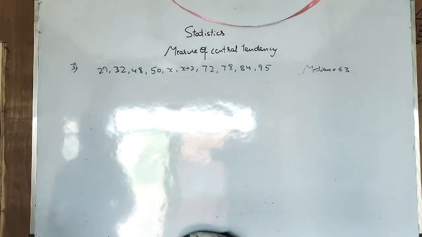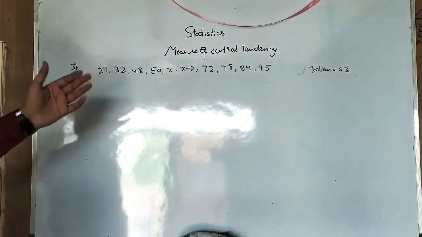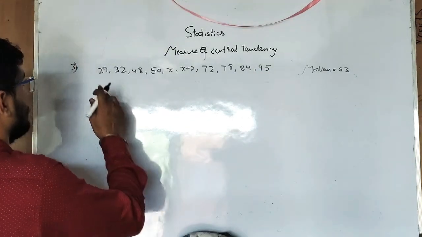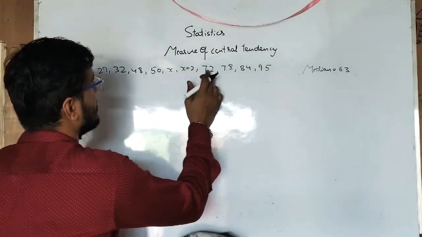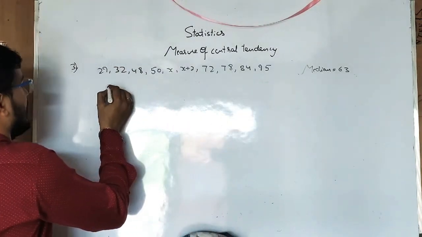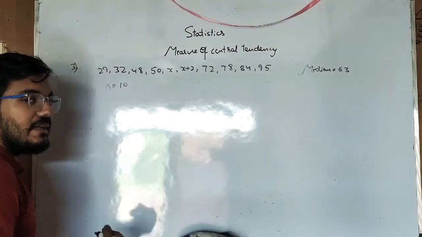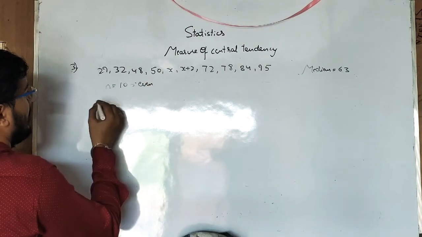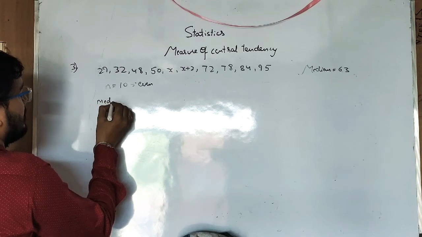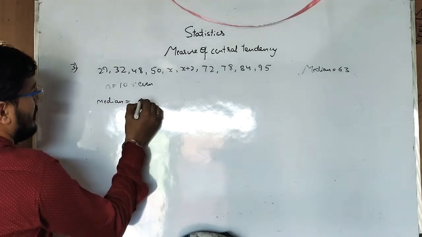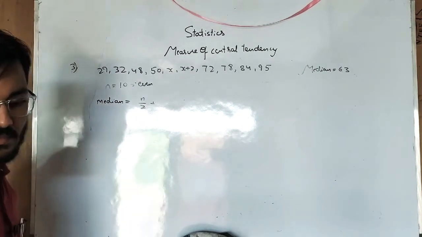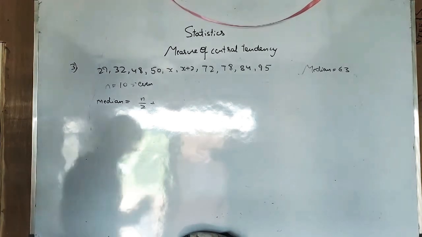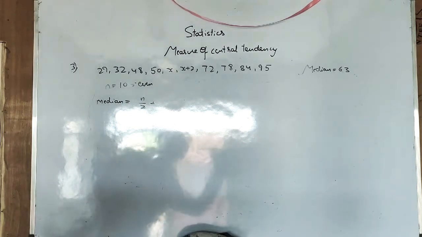Now the next question, question number 3. This data is given to us in ascending order and the median is given, which is 63. The number of observations: 1, 2, 3, 4, 5, 6, 7, 8, 9, 10, so n is equal to 10. If n is 10, that means it is even. So the median formula is the n by 2th term plus the n by 2 plus 1th term.